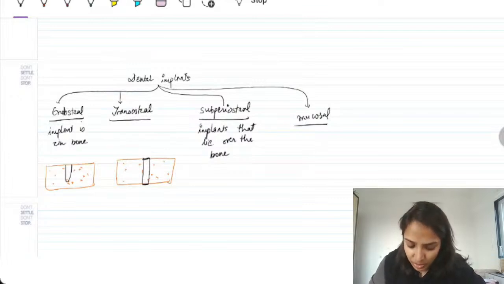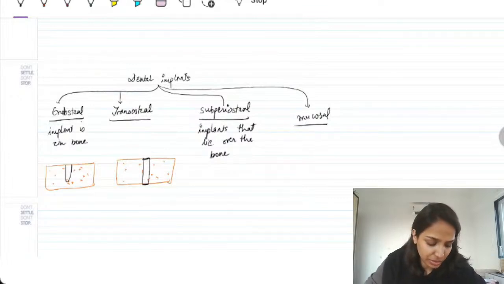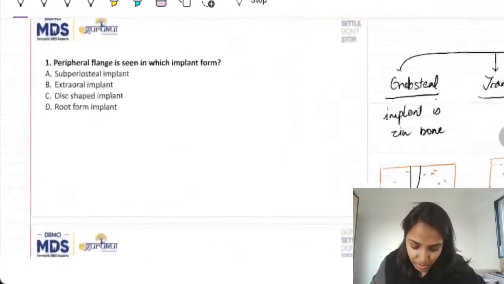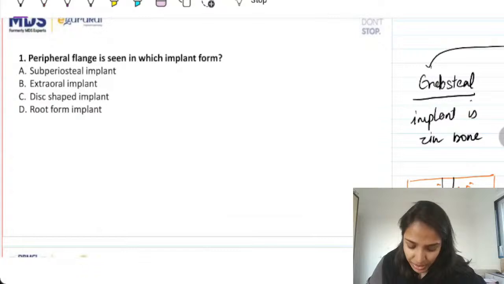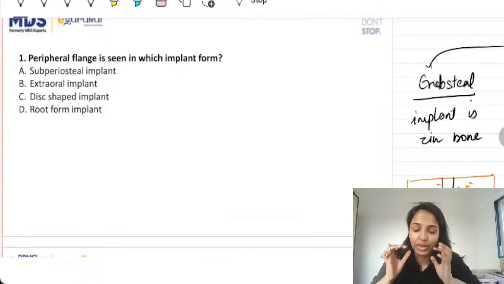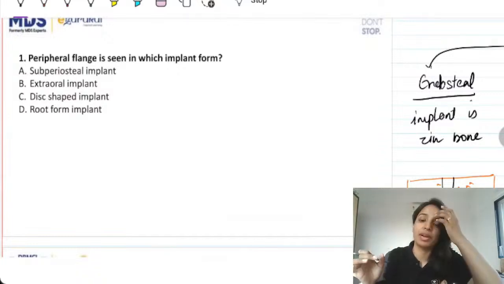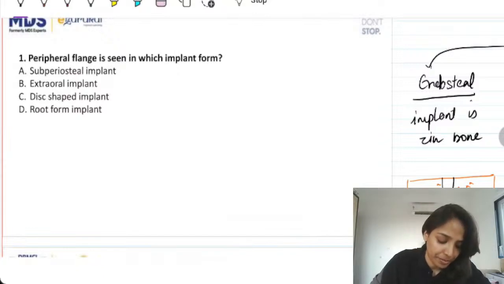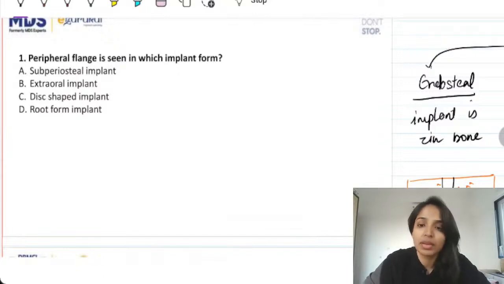Fine. So now this is the basic classification of your implants. Can you guess what the correct answer of question number one is? A peripheral flange is seen in which implant form? Subperiosteal, extraoral, disc shape, or a root form implant? Can you just take a guess over here, students? Anyone? Can you take a guess over here?